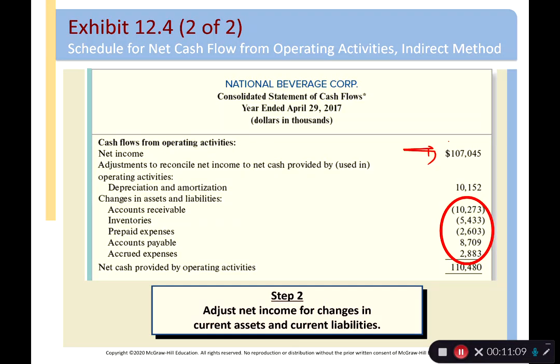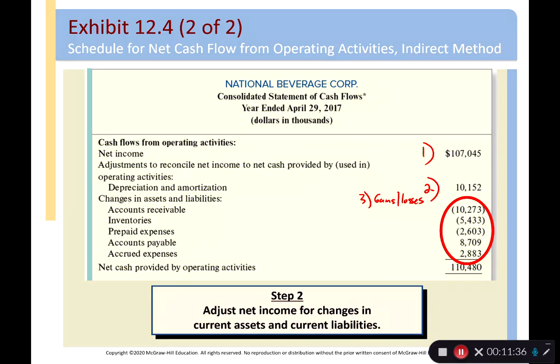So step 1 is the net income under my method. Step 2, add back non-cash expenses. Step 3 would be gains and losses, but in this case, National Beverage doesn't have any. So don't freak out on an exam question. If you're going through the 6 steps and you see there aren't any gains and losses, no worries, just skip that step. And then you move forward to step 4.